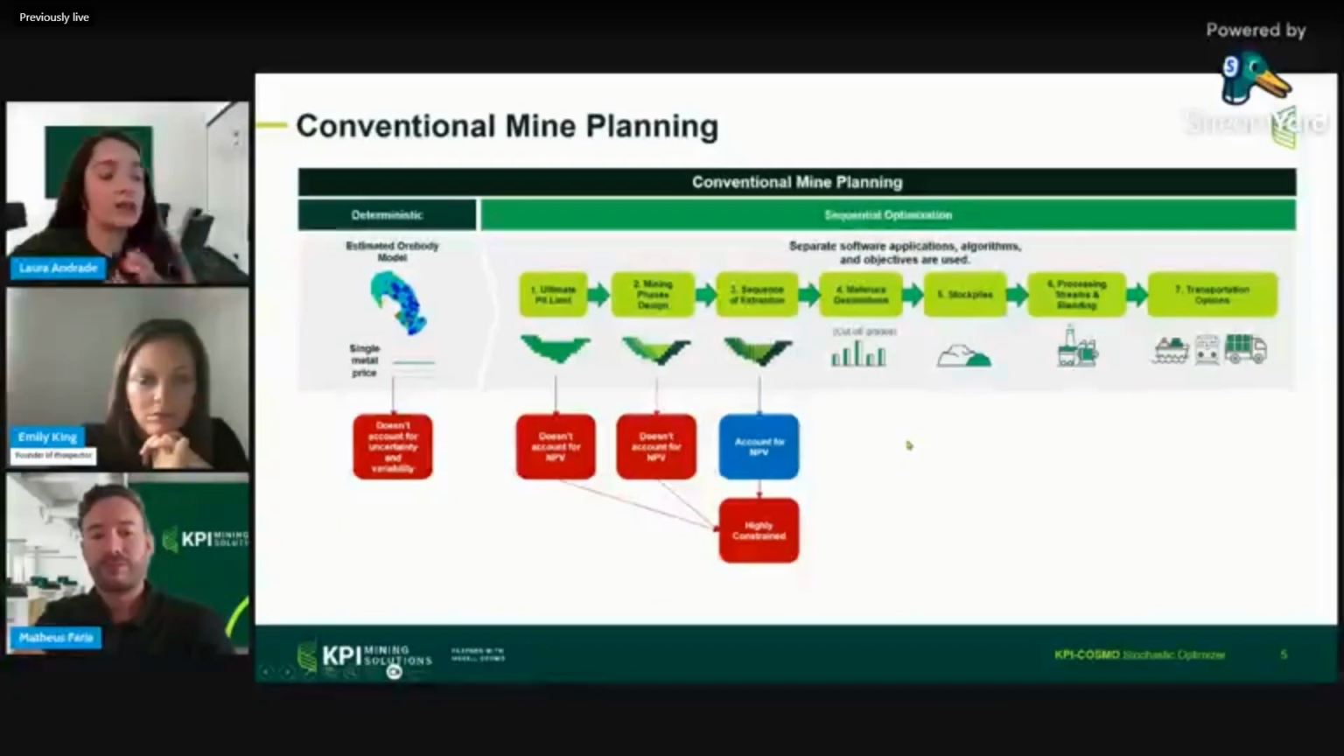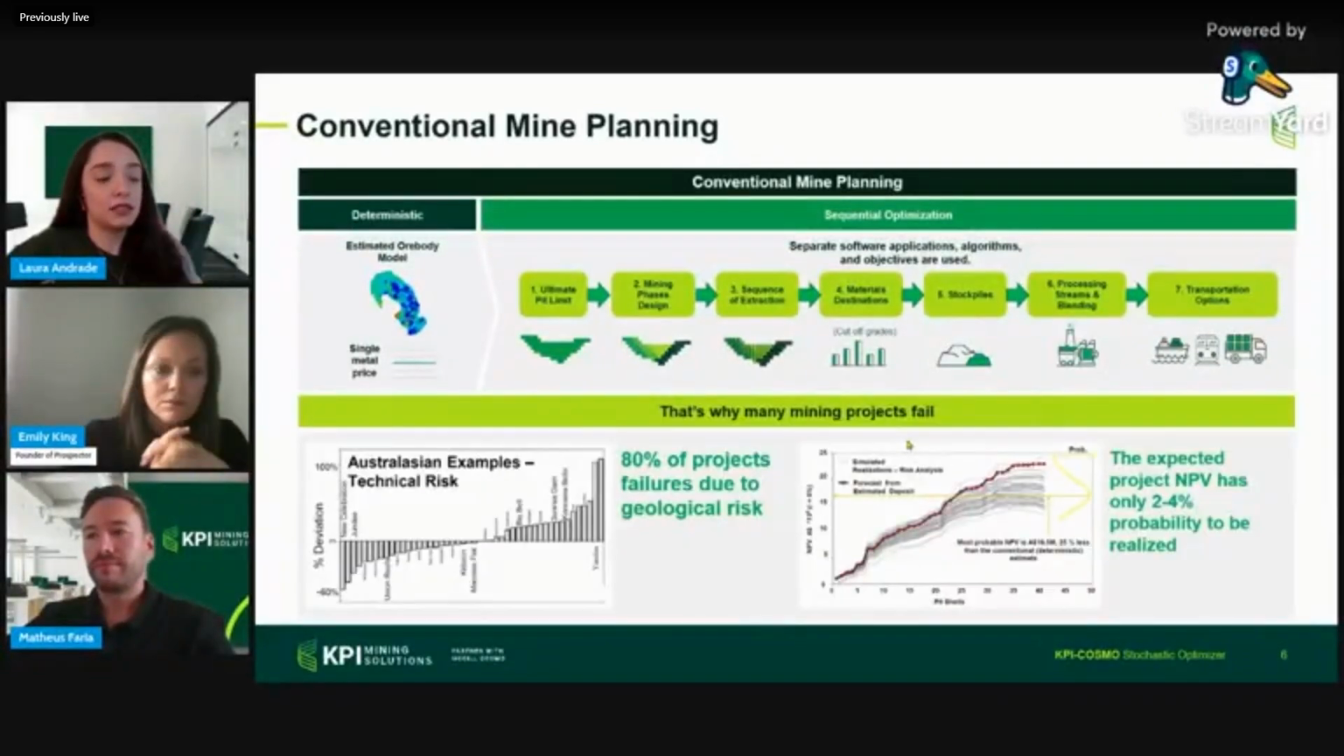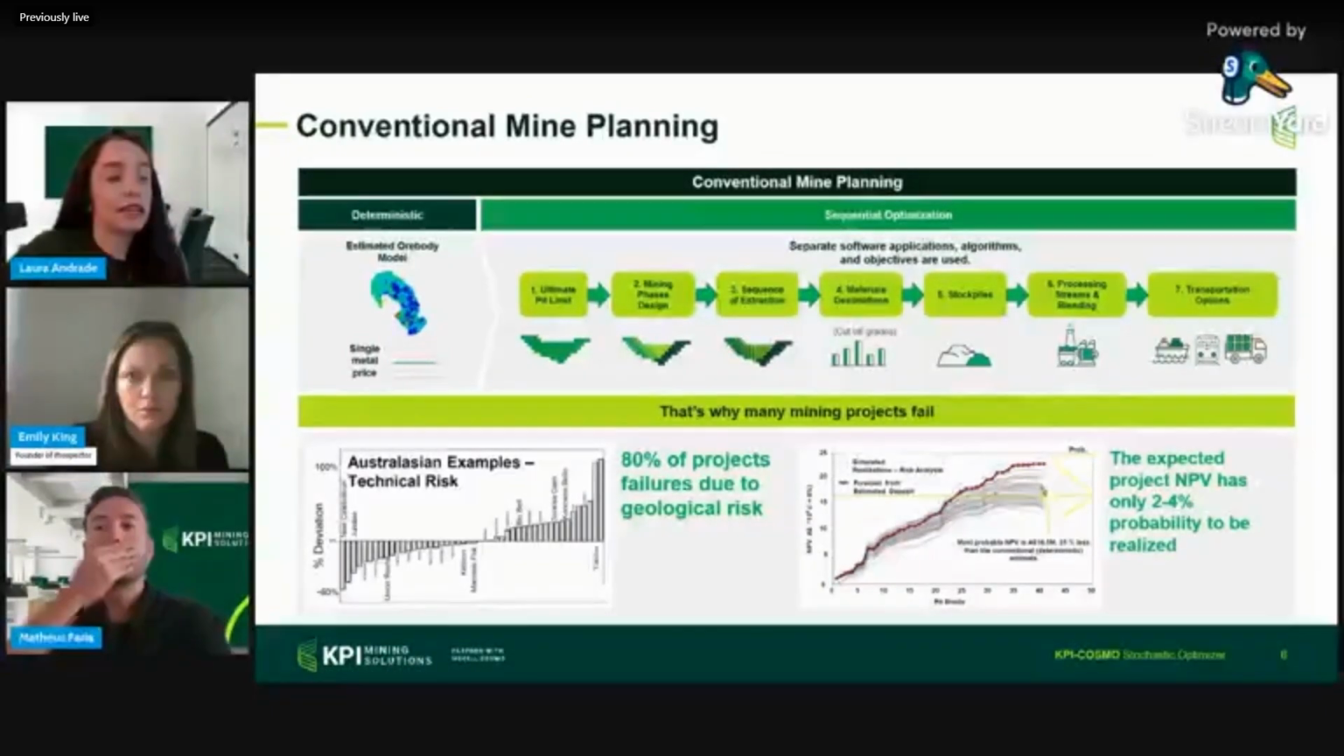So we are creating a constraint here for our next step. And we only look at NPV on the extraction sequence. So as you can see, we're not actually looking for a guaranteed optimal NPV at the end of the day. And again, we know by many studies, this is an example in Australasian mining projects, that 80% of the projects might fail due to geological risk. And when we do some risk analysis, we see in our projects that when we look at a single NPV forecast and at the probability of this forecast actually happening, we usually have only a 2 to 4% probability of it happening. So it's very low. Most likely we won't have that high NPV. So again, we have to capitalize on the uncertainty.